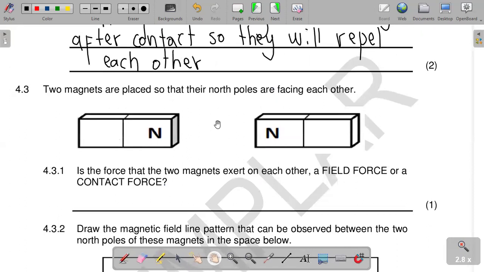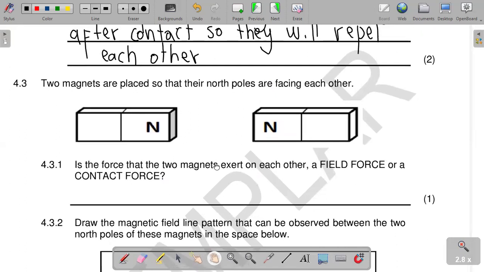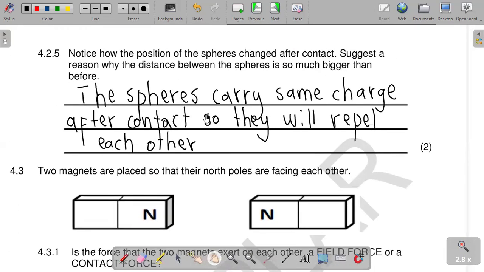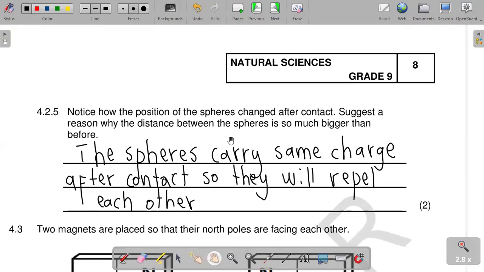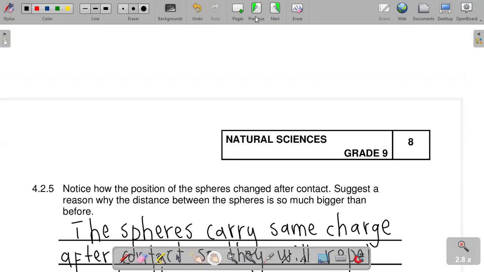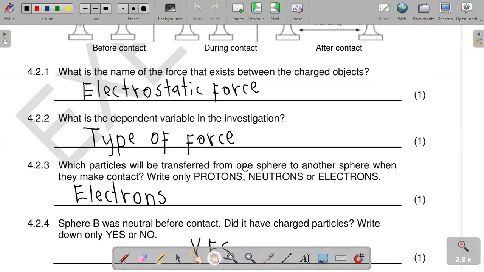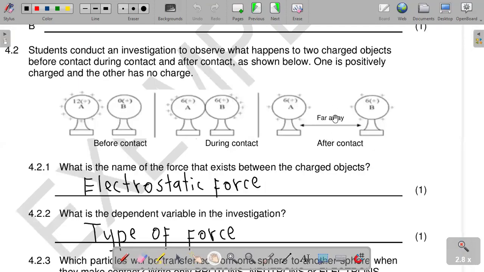Okay. Now, that's the reason here. So that's the answer here. So that's why the distance is so much bigger, because it is far away here.